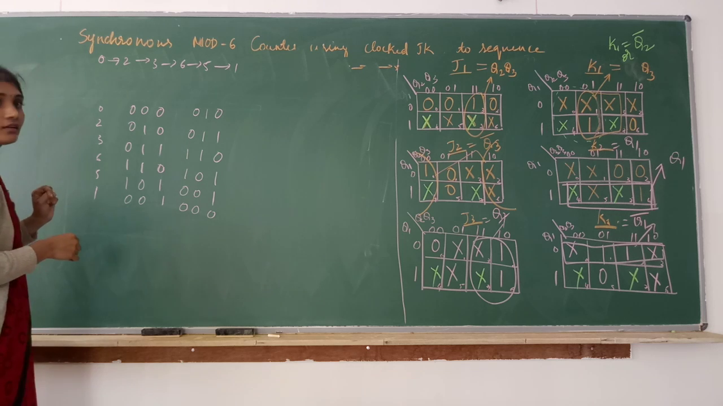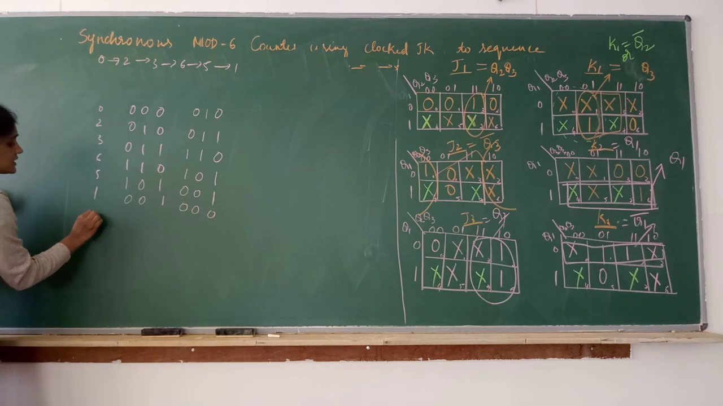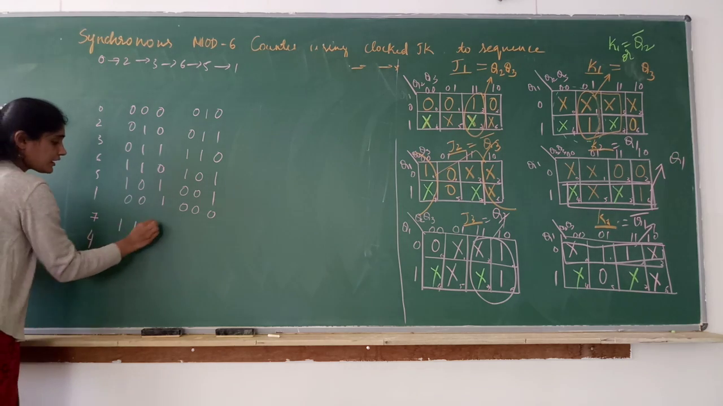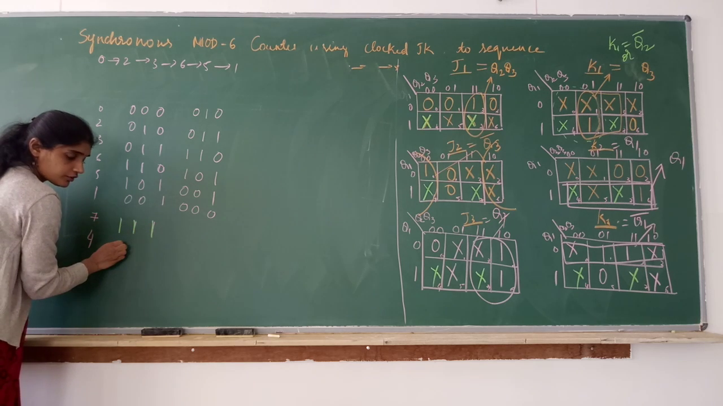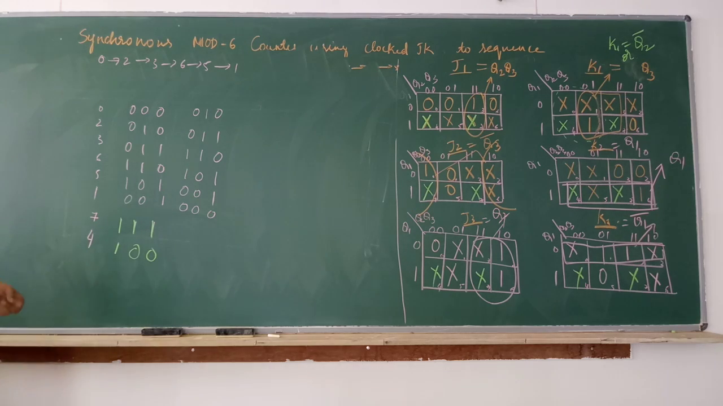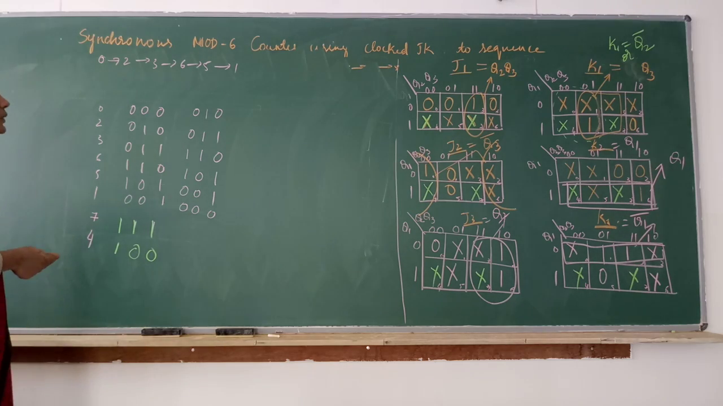But we have two more states which are not included here. What are they? 7 and 4. 7 is 1 1 1, and 4 is 1 0 0. So these two are not included. These are unused states, or states that are not given in the sequence.